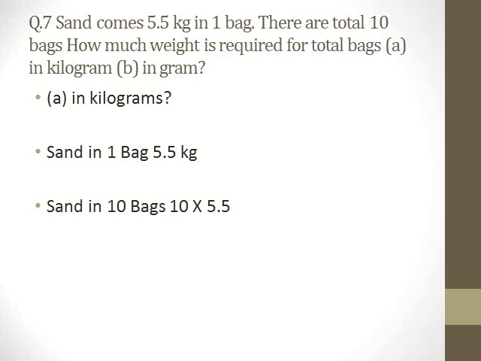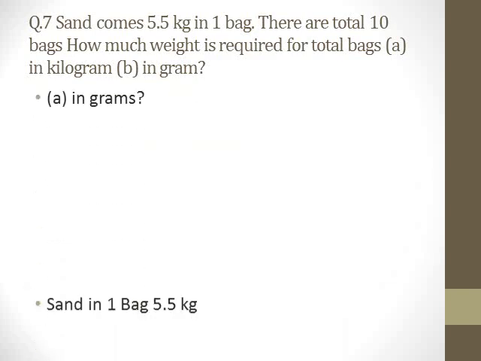So when you multiply 10 by 5.5, as you are multiplying, the point will move from left side to right side, and it will move only one time. Why? Because 10 has only 1 zero. If it is 100, it will move 2 times. From 5.5 it will become 55 and then 550. But because there is only 1 zero, it will become 55. The point will move from left side to right side only one time. Now you know the answer, that it's 55 kg.